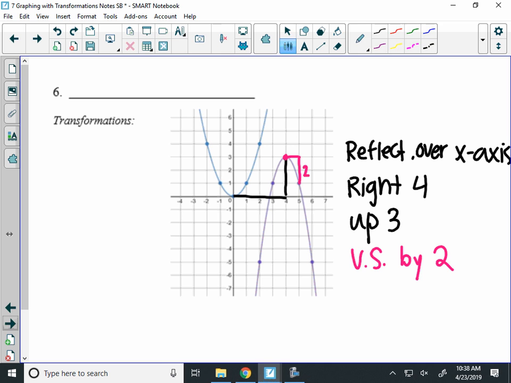So you have to take all 4 of those and write an equation. Y equals. Well, the first thing you always do is your reflection. When I reflect over the x-axis, there's a negative in front of everything. The next thing that has to go in front of the parentheses is the vertical stretch by 2. So I have a negative 2 in front of my parentheses. I have parentheses because I go to the right, and right would be x minus 4, square the quantity, and then up 3 is a plus 3.